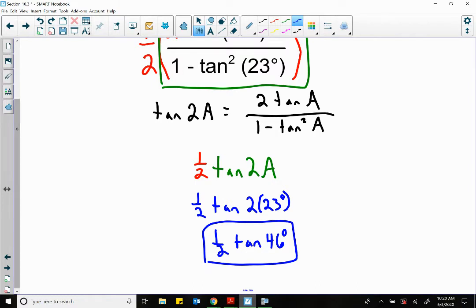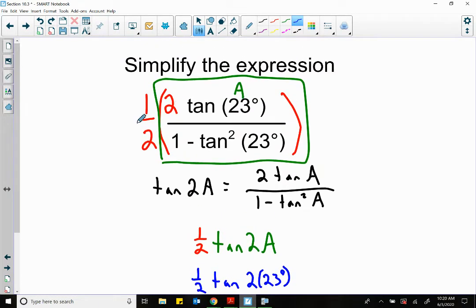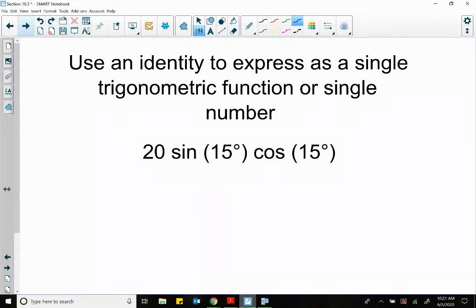So sometimes when you're working these, you have to multiply by 1, which is what I did here. A half times 2 is really just 1. So sometimes you have to manipulate it to get what you want so that you can exchange, or in other words, substitute. Try it again. Try this one. Go.